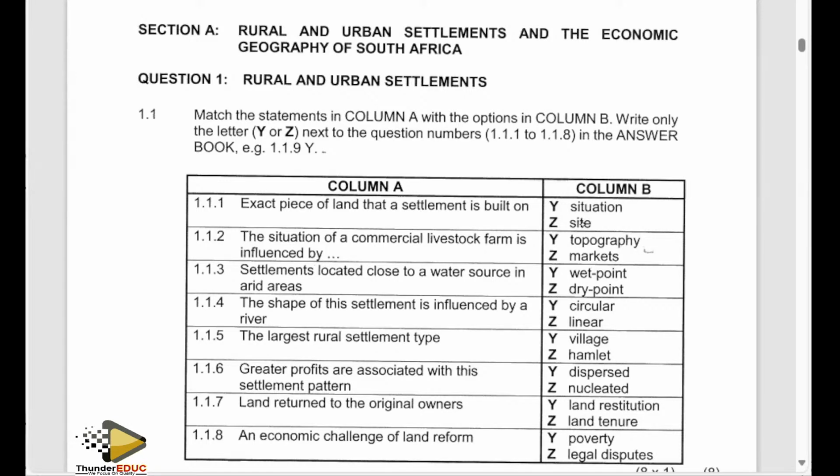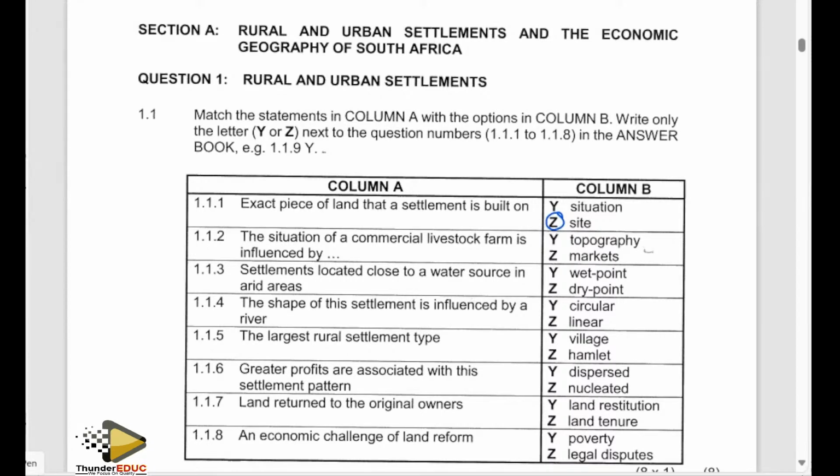It says, exact piece of land that a settlement is built on. We are looking at the exact piece of land. The correct response is a site of a settlement. While we're saying a site, we're saying a site that is the physical place which is occupied by a given settlement. So it's the exact piece of land on which a settlement is established. The situation, we are now relating the settlement to the surrounding environment. So the correct response for number 111 is site. Then we go to the next question.